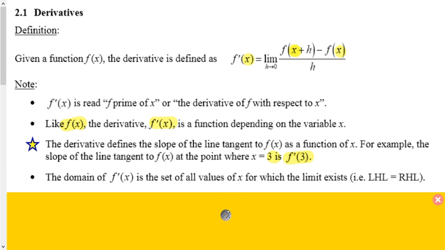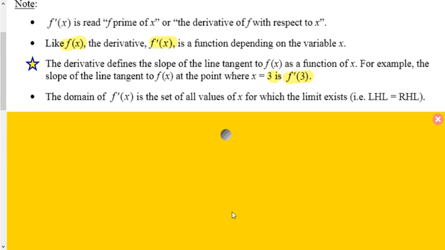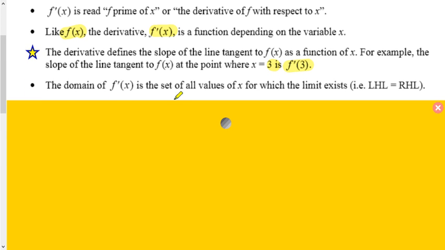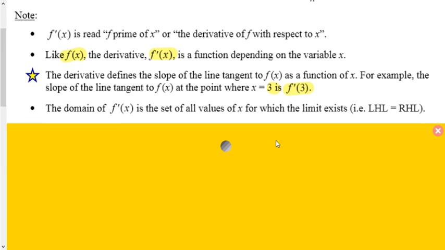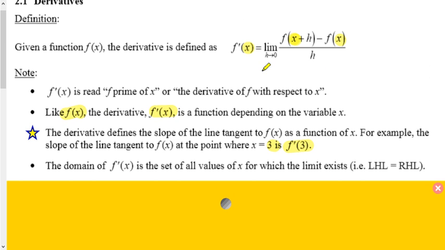The domain of the derivative is the set of all values of x for which the limit exists. What limit? This limit up here. So wherever this limit exists, the derivative exists as well. That means we need a left and right hand limit that would be equal to each other. That's one way we test if a limit exists.